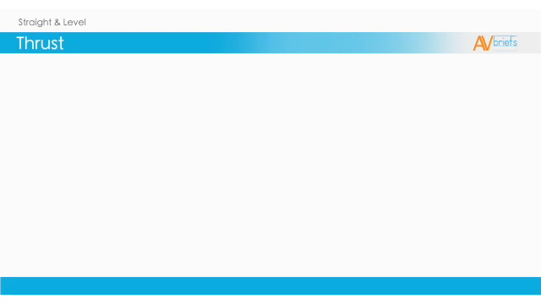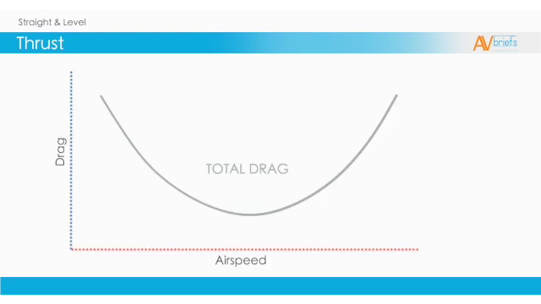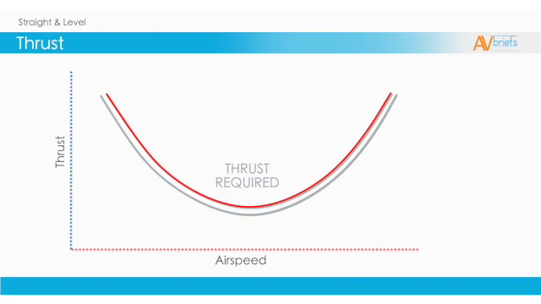So we said that only thrust is available to overcome drag. When we take the drag curve, we can change it to be thrust required. This is all that is required to overcome drag, and therefore to have the airplane fly. This is why there is an equilibrium of forces in straight and level. We need enough thrust to overcome drag, to make us fly straight and level.